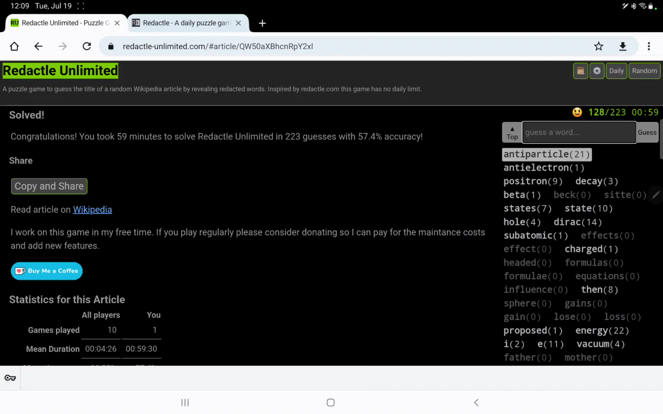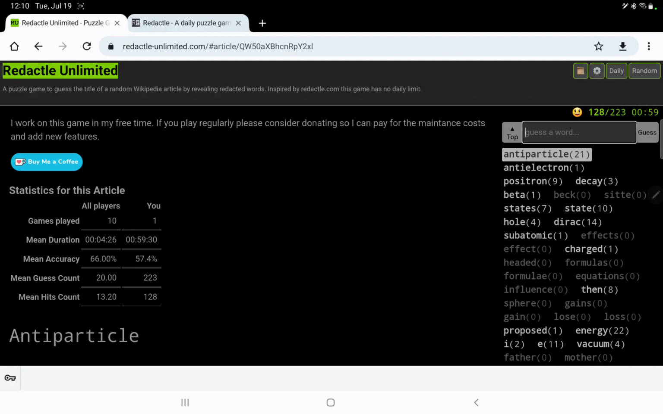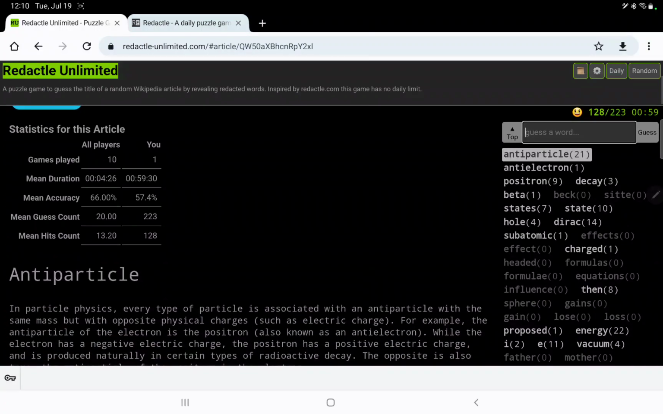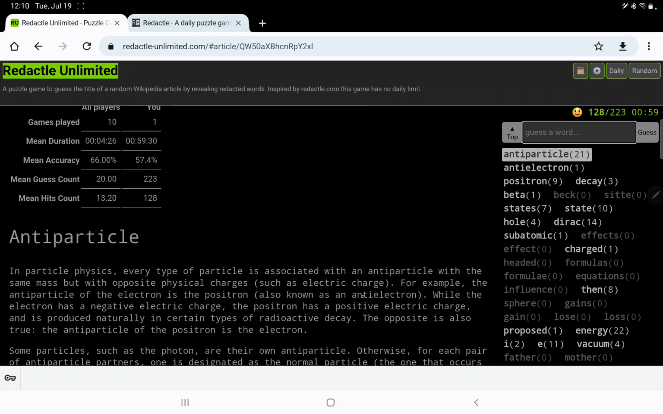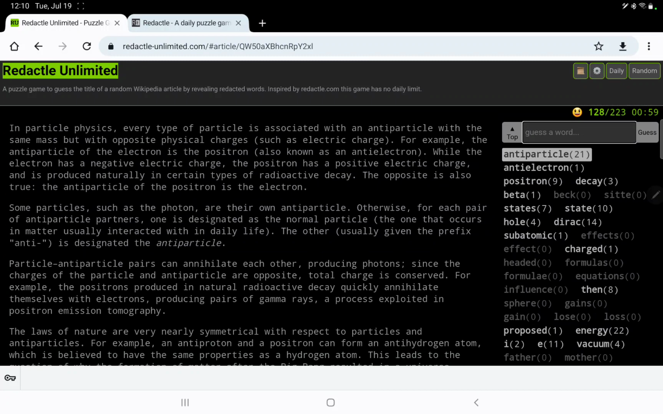All right, so even with cheating by resorting to Google, it still took me 223 guesses. Wow, mean guess count of the 10 other players is 20 words. Now that is impressive. That is incredible. Anyway, never heard of an antiparticle before. I don't think I've heard of a positron. If I did learn it in school, I've forgotten it. I'll have to remember that one.